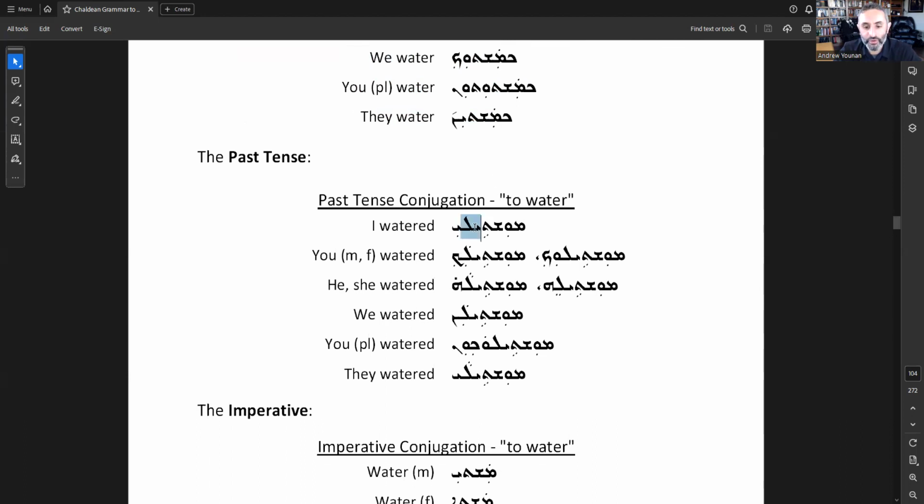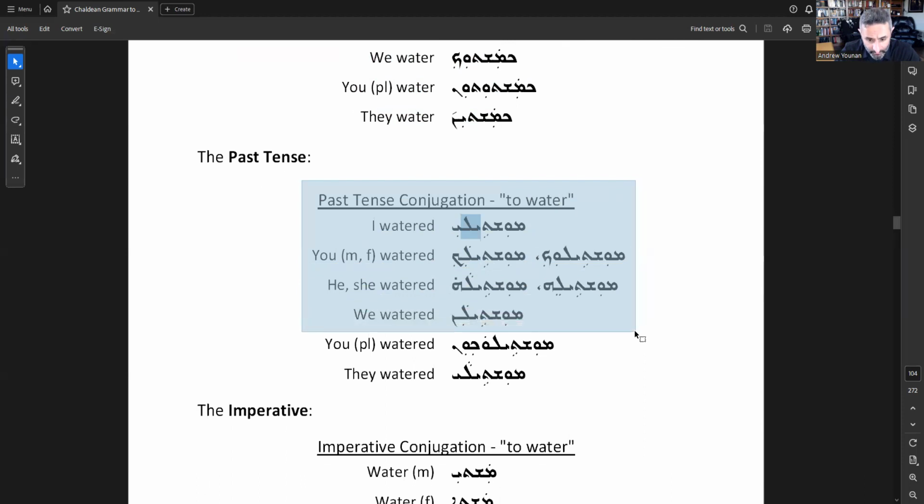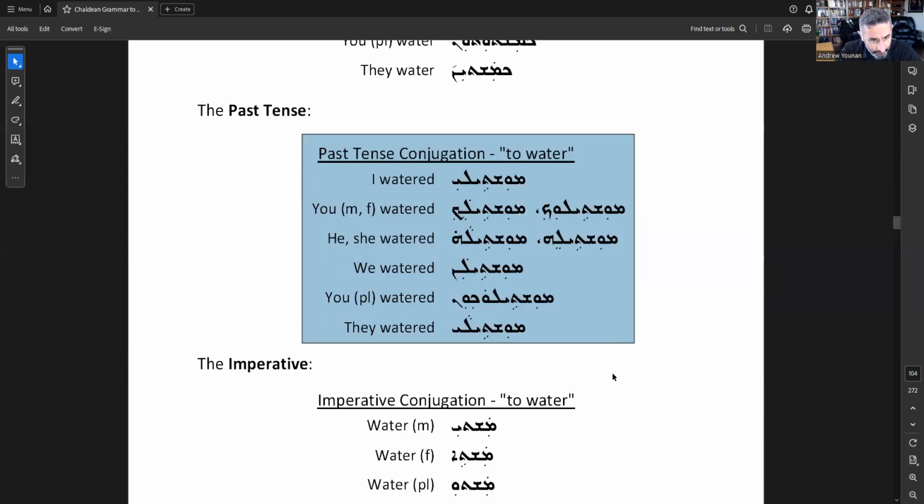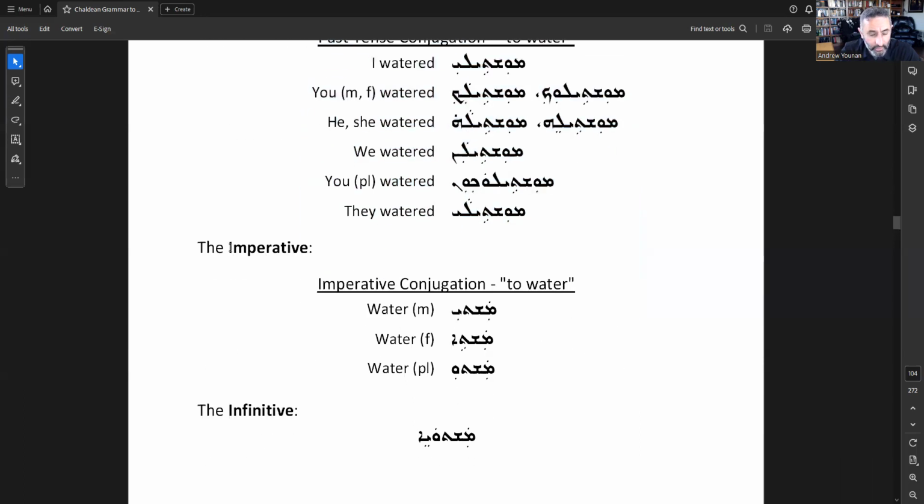You have this, the other showing up in spelling at least. Mushteli, mushteluch, mushtelach, mushtele, mushtela, mushtelan, mushtelochin, mushtele. Past tense. The imperative, meshti, commanding somebody to water.